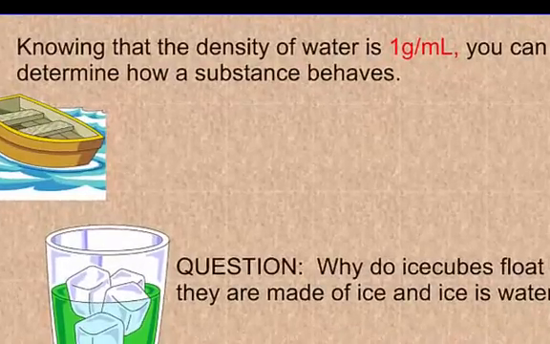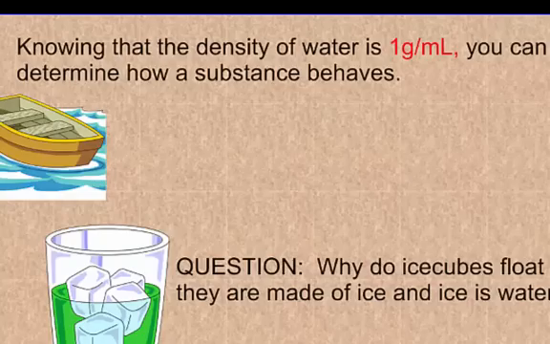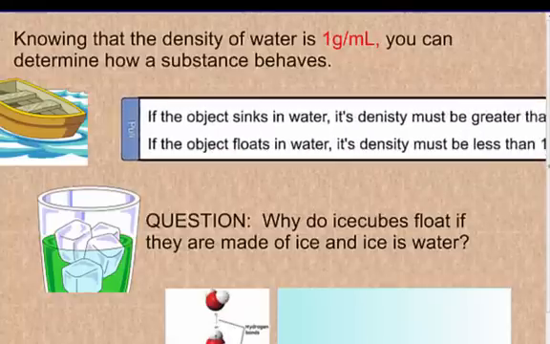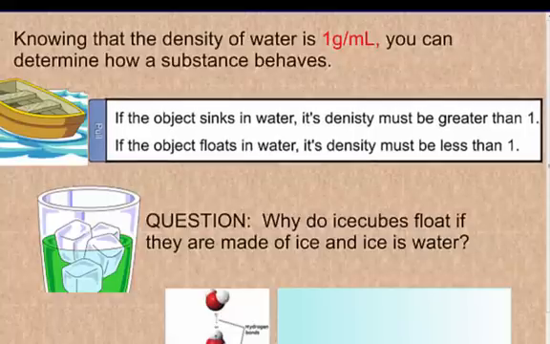Knowing that the density of water is 1, you can determine how a substance behaves. So if something floats or sinks, you can determine this based on that water's density is 1. If the object sinks in water, the density must be greater than 1. And if the object floats in water, the density must be less than 1.